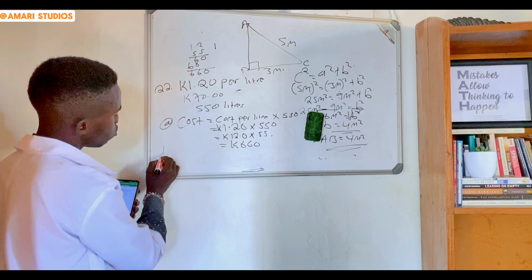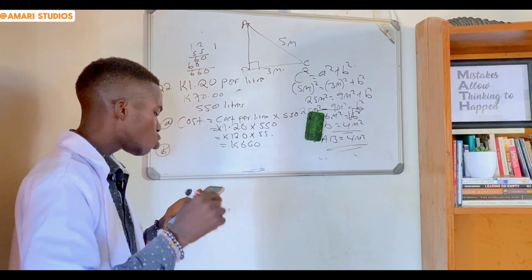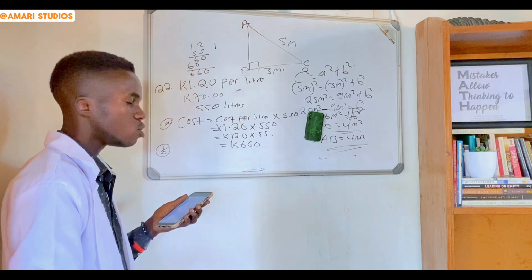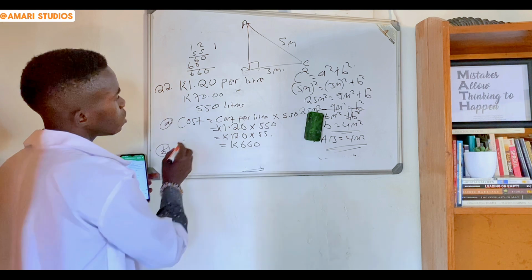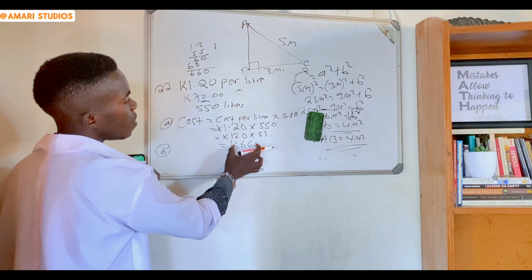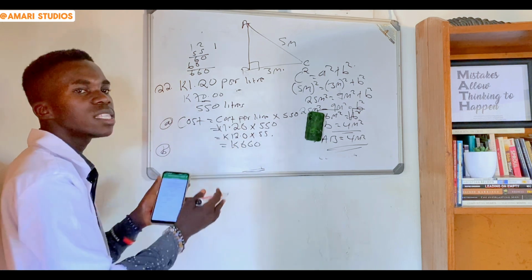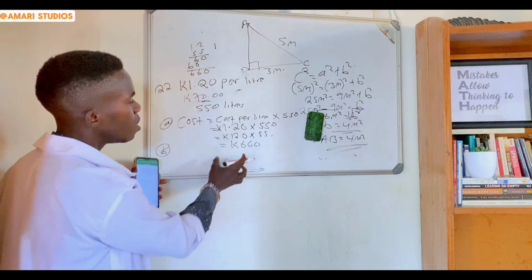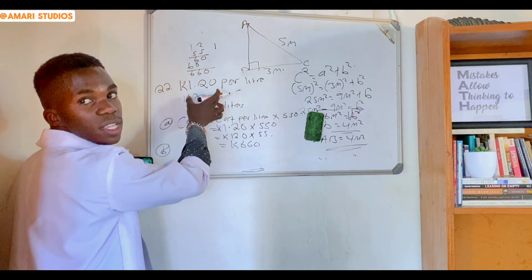Then question 22b is a continuation, saying find the total cost of water that was used in that month. So remember, there is a fixed charge. This is the cost of water without the fixed charge. For us to find the total cost of water, we are going to add this amount of money to the fixed charge.